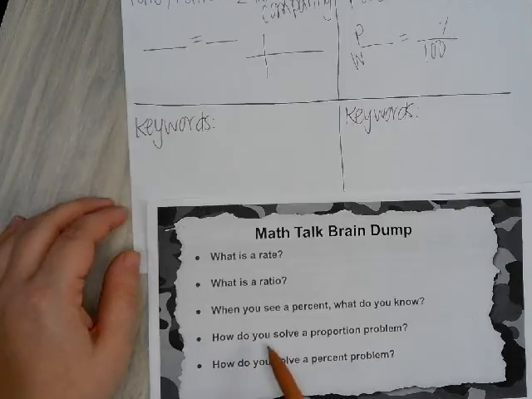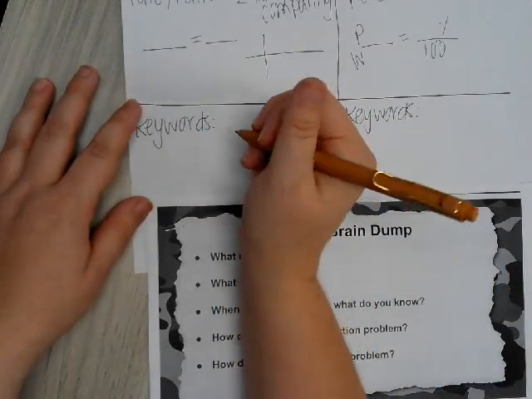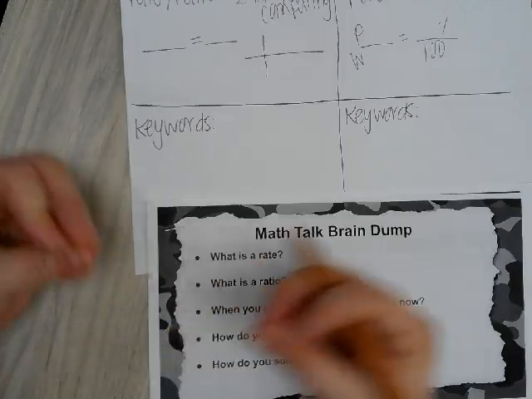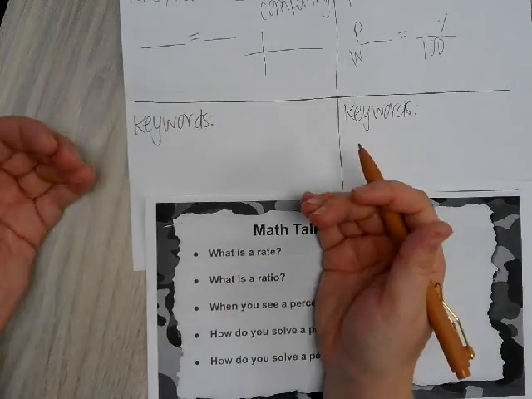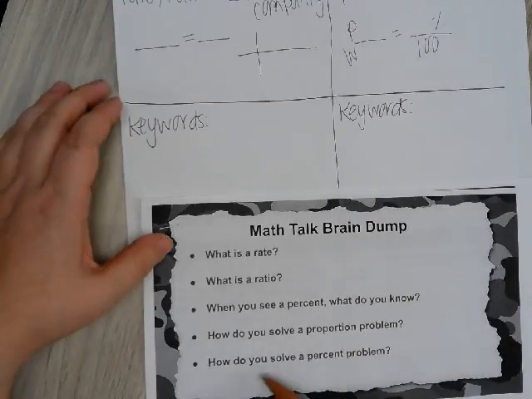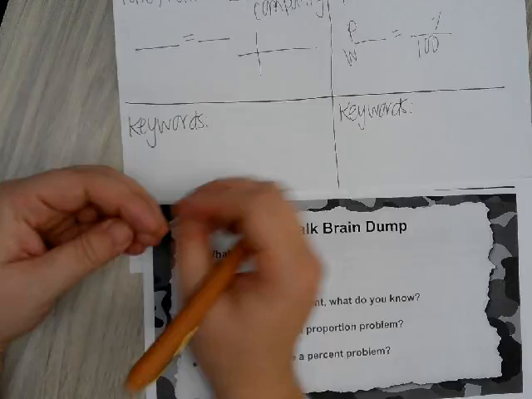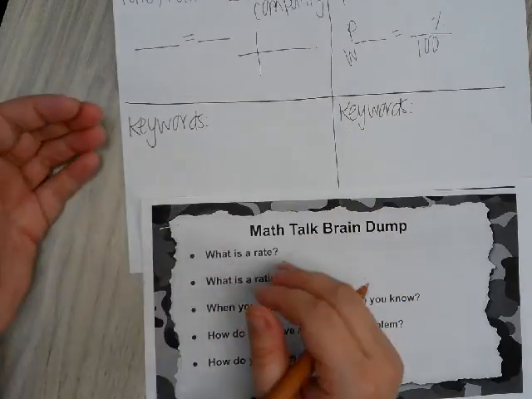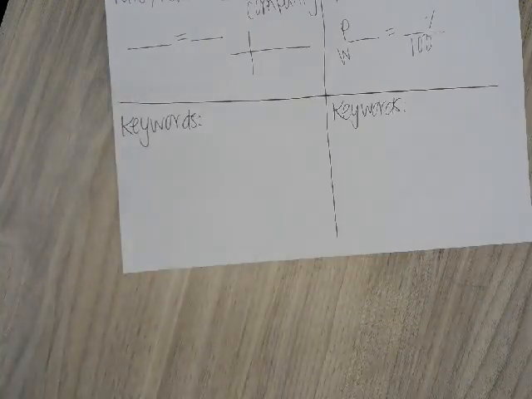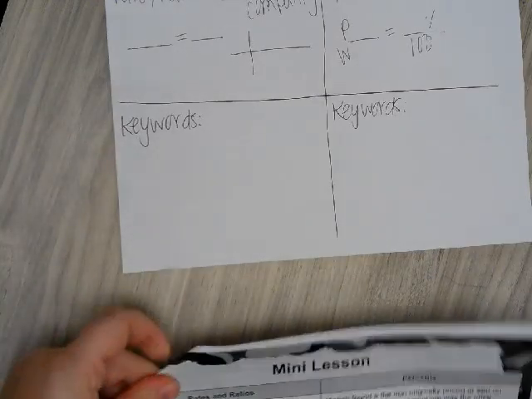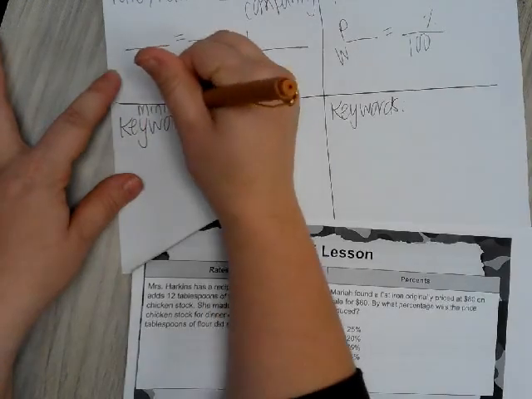How do you solve a proportion problem? Remember, when we have a proportion problem, we can either scale up or scale down. So that means that we can simplify, then answer our question. Or how do you solve a percent problem? Same thing. We're going to simplify and then answer our question. So let's go ahead and get started on our mini lesson.